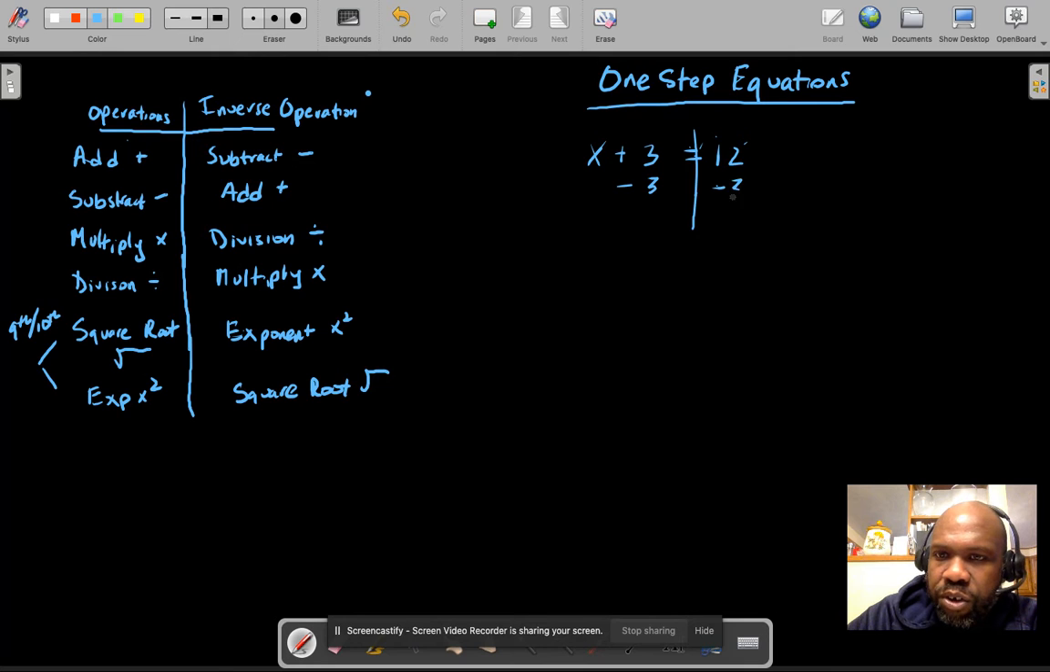This is also an actual property, called the subtraction property of equality, but we're not going to really go into that because I think that's kind of a waste of time for us right now.